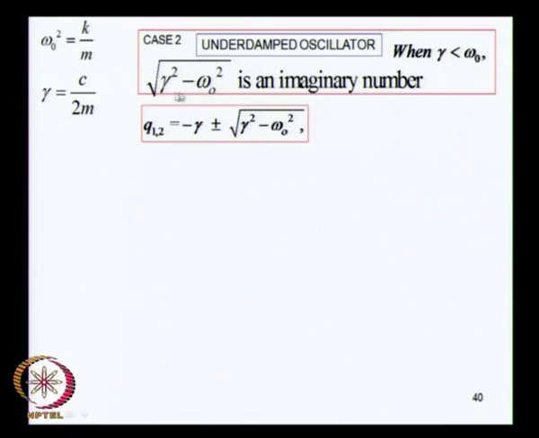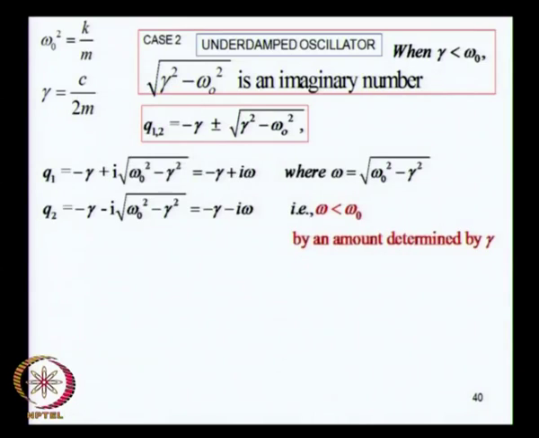When gamma is less than omega 0, gamma squared minus omega 0 squared will be a negative quantity, and we have its square root. The square root of a negative quantity must be an imaginary number, and this imaginary number is what we write as i omega. So, the two roots, which are minus gamma plus or minus this imaginary number, are now written as q1 equal to minus gamma plus i omega, and the other root is minus gamma minus i omega. So, these are the two roots.